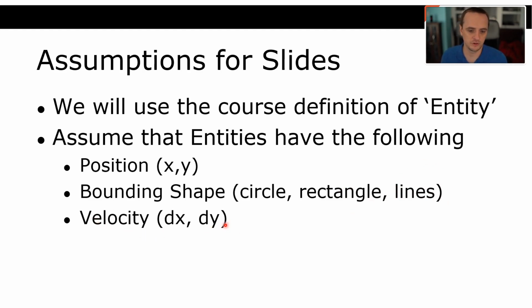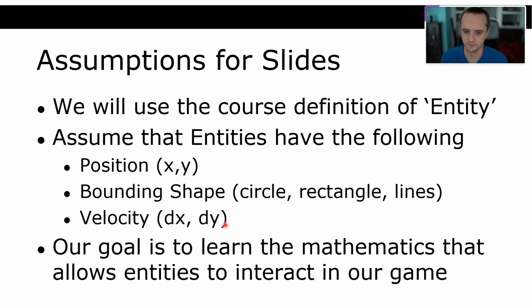And they also have some sort of velocity, right? Because if two things don't move, then they can't become intersecting. Well, I guess they could be spawned on top of each other, but that's not really an interesting case. We're interested with moving things that are colliding with each other. So our goal is to learn the mathematics that allow entities to interact with each other in the game in interesting ways, so that we can take those interactions and form them into game mechanics somehow.